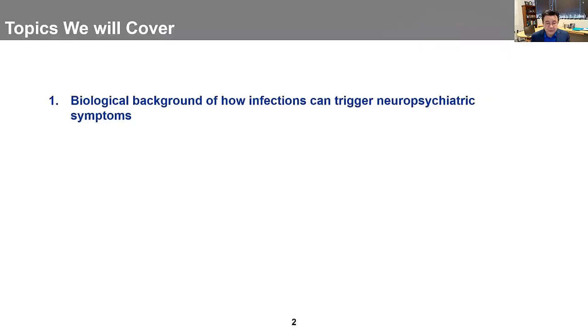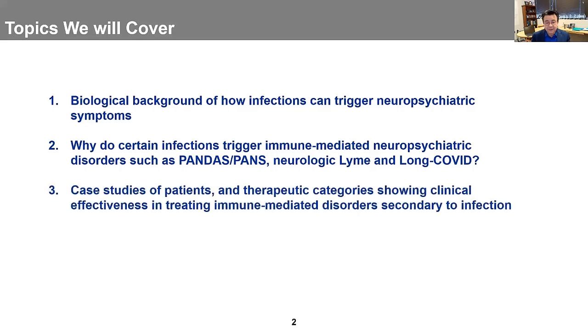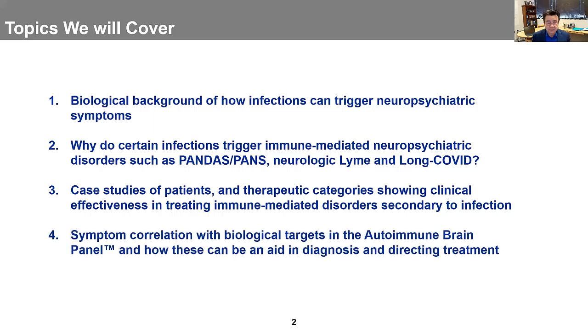So with that, we're going to go over the background of how infections can trigger neuropsychiatric symptoms, and then we'll talk about why certain infections can trigger an immune-mediated neuropsychiatric disorder such as PANDAS, PANS, neurologic Lyme, maybe even long COVID, and even several other types of symptoms. And then we'll show some case studies on patients before and after treatment, how their profile, their panel results, and what these antibodies are directed against, and how they actually can interfere with certain types of biological activities and manifest in certain types of treatment.